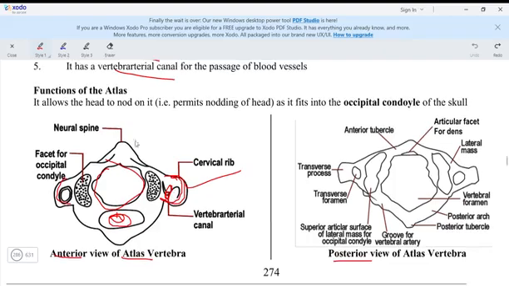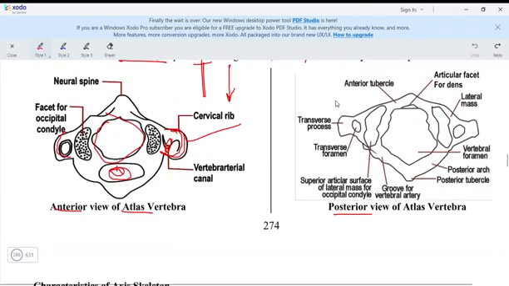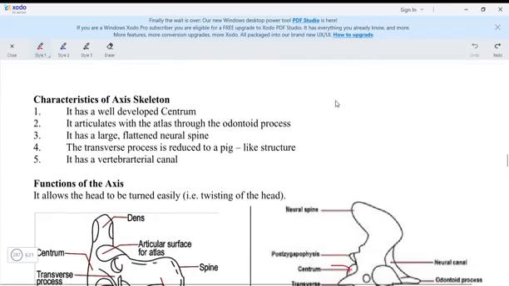Now, what is the function of this atlas? Atlas will help you to nod. You can just look at letter T of the atlas. So it means that if you want to nod your head, you bring it down like this. Use it to remember atlas. But if it is axis, you use this direction to remember rotating. You use it to rotate your head. Atlas is for nodding, but axis is for rotation.